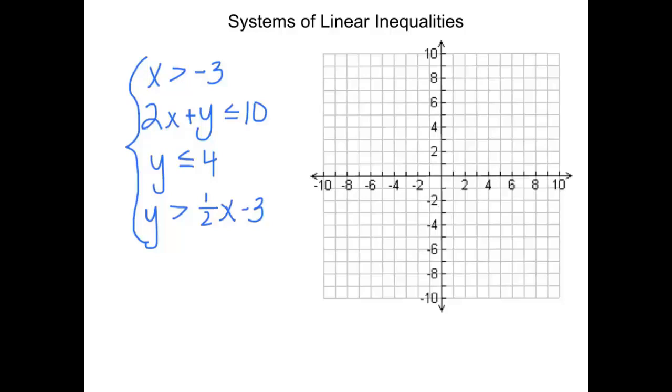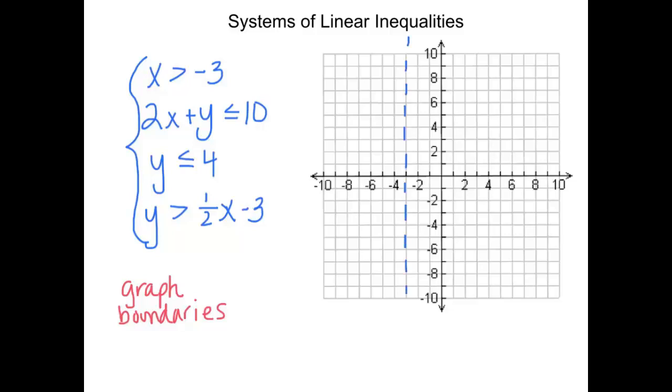Our system on the left is made up of 4 inequalities. The first thing we would like to do is graph the boundary lines of our region that's going to be the solution to our inequalities. When we're graphing a boundary, I kind of pretend that that inequality symbol is an equal sign. So for that first one, instead of x is greater than, I'm going to think of x is equal to -3. And that's just a vertical line.